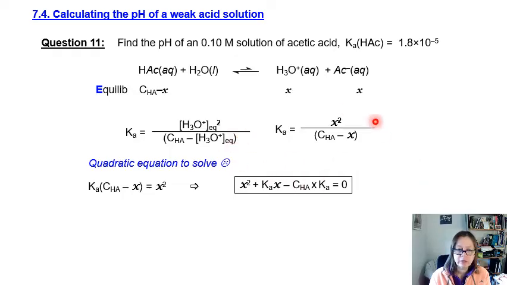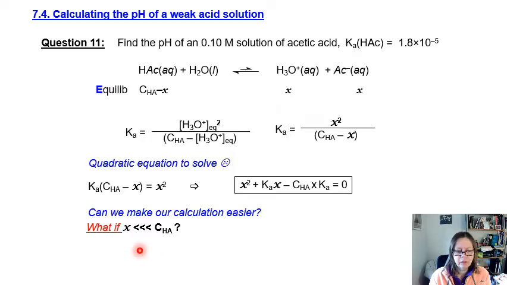So if we rearrange this, we are going to have Ka times (C minus x) equals x squared, which gives us a quadratic equation, x squared plus Ka x minus Ka times C equals 0. So we need to solve a quadratic equation. And you see this sad face here because we don't like solving quadratic equations. We need to know the solutions for a quadratic equation. What if we could make our life easier?